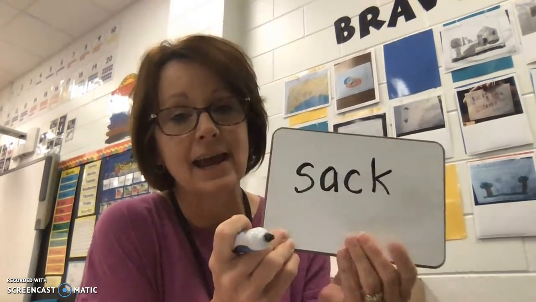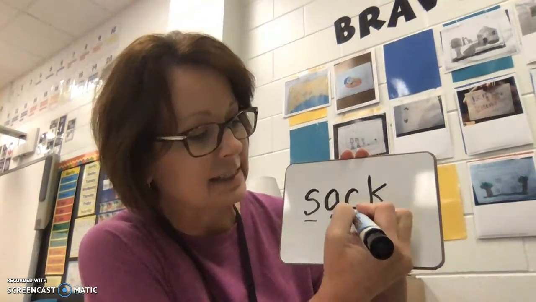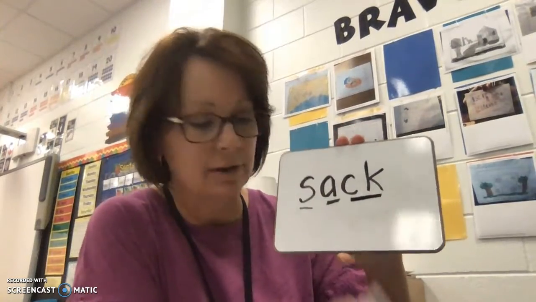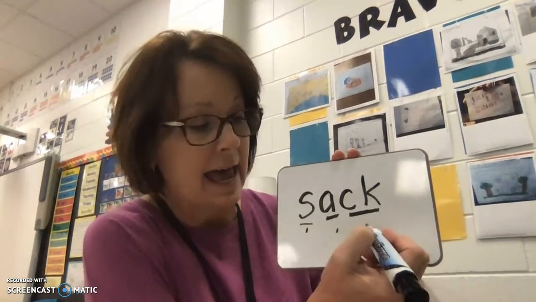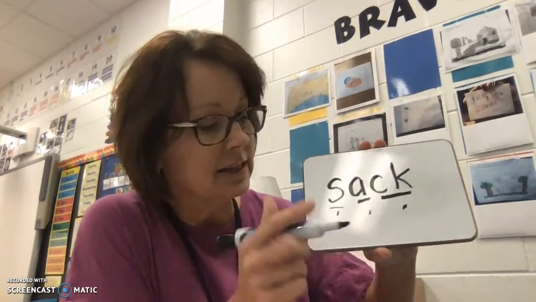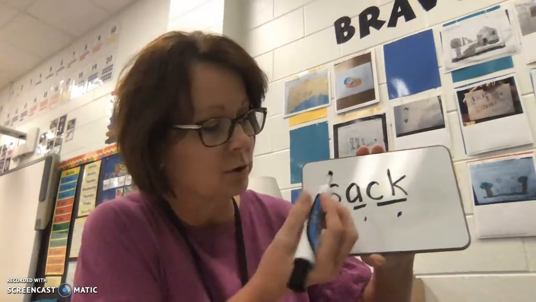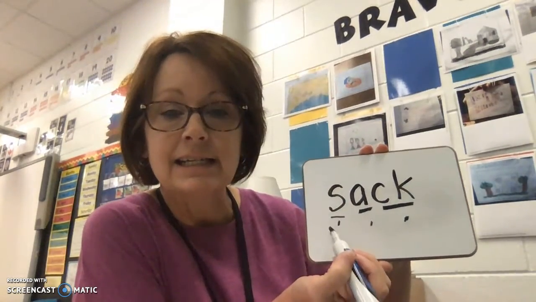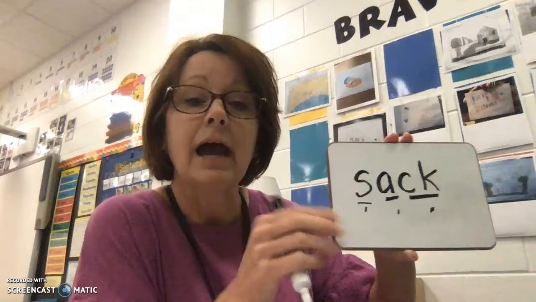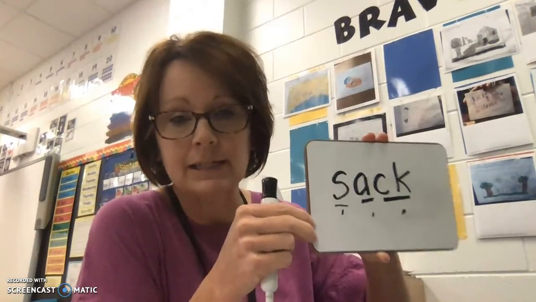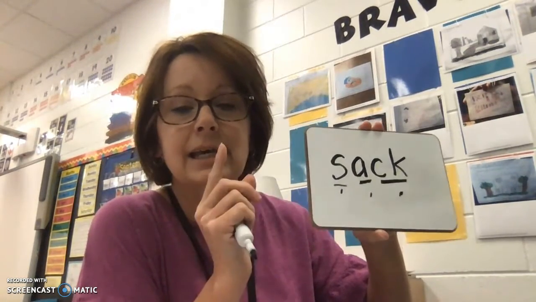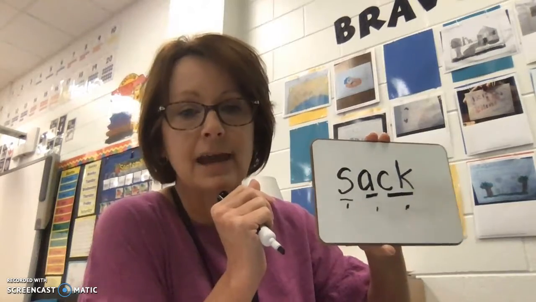The word sack has three sounds. It has S, A, and then the CK goes together to make one sound. So S, A, K, sack. The initial sound that I hear in this word, which is my first sound, is the S. So I want you to go get your red plate, your marker, and then pause this video, come right back, and we're going to work on some other words that have the S sound.